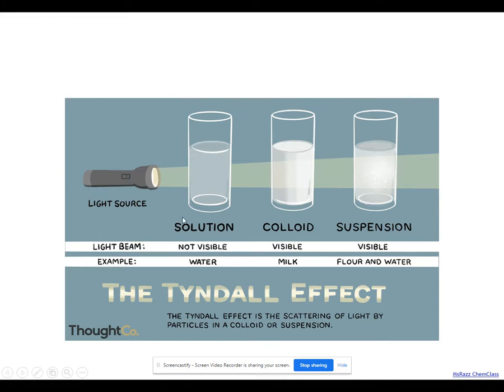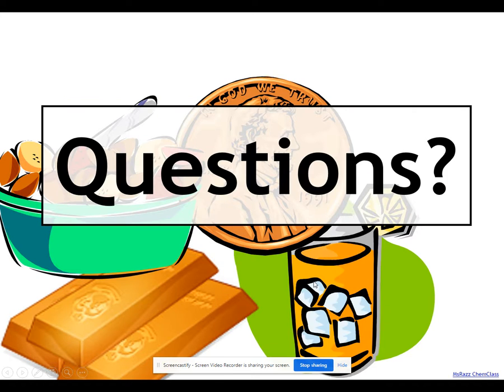So here's an example. A solution, the light beam is not visible. With the colloid, the light beam is visible, and the suspension is visible as well. With the suspension, it is way more visible. So that's it. That is the PowerPoint for classifying matter.